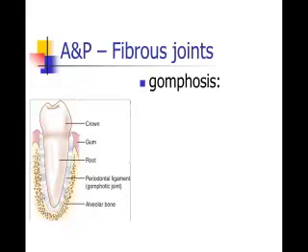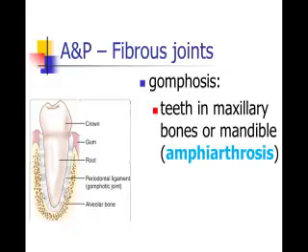Here's a tooth and a gomphosis. Gomphosis is the joint between the tooth and the bone that it is embedded within. And these actually are amphiarthroses. So I think most people think of their teeth as not moving and being fairly fixed in position, but in fact they do move a little bit, and we use that movement to monitor how chewing is going. So that's a big deal.